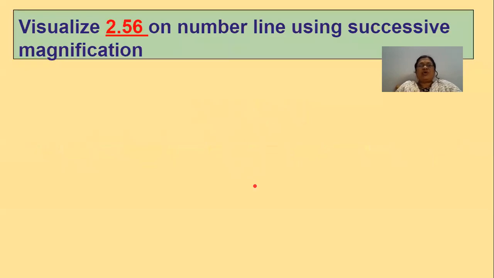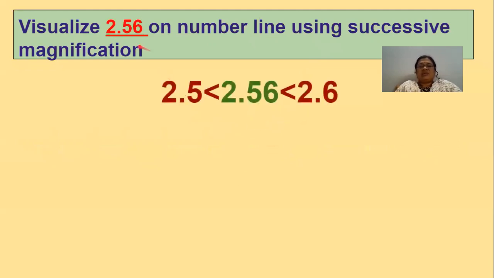Let us see one more problem. See, visualize 2.56 on a number line using successive magnification. So each number, you all know that 2.5 will lie between 2 and 3. So where will this 2.56 lie? This 2.56 will lie between 2.5 and 2.6.